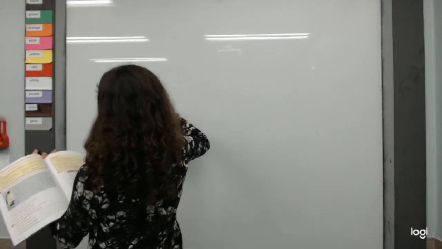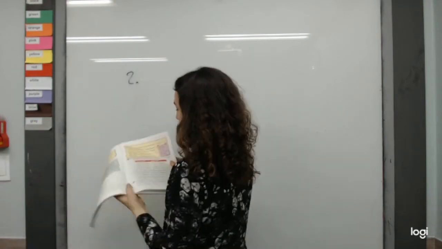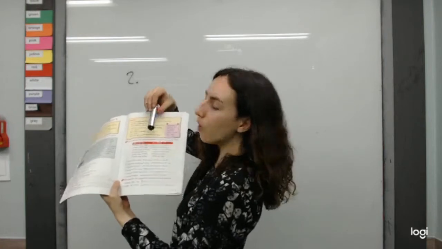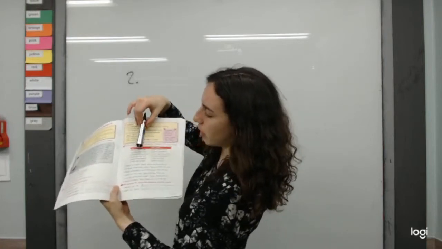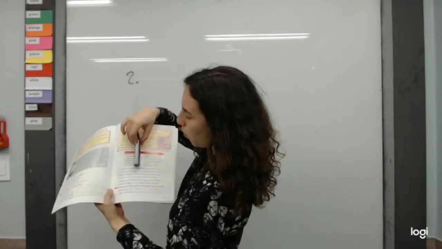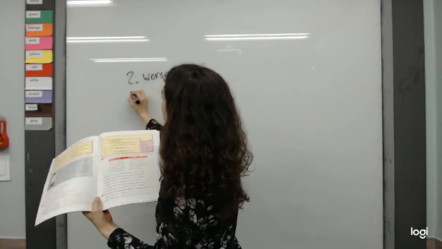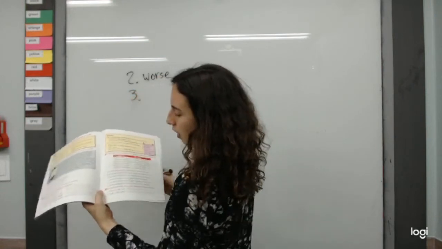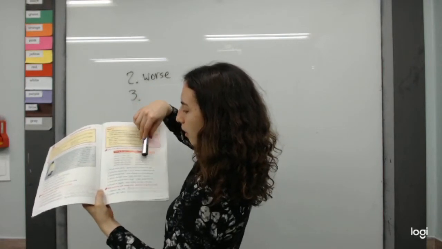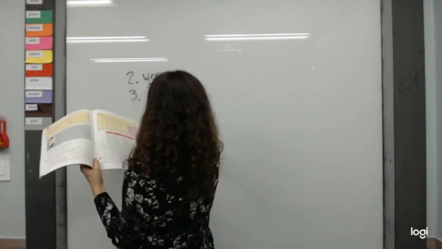Number 2, in the past, animals lived in worse or better conditions than now. So worse is more bad and better is more good. In the past we see bad, and now we see good. So worse, more bad, number 2. Number 3, animals now healthy, past unhealthy. So we can say they are healthier now.